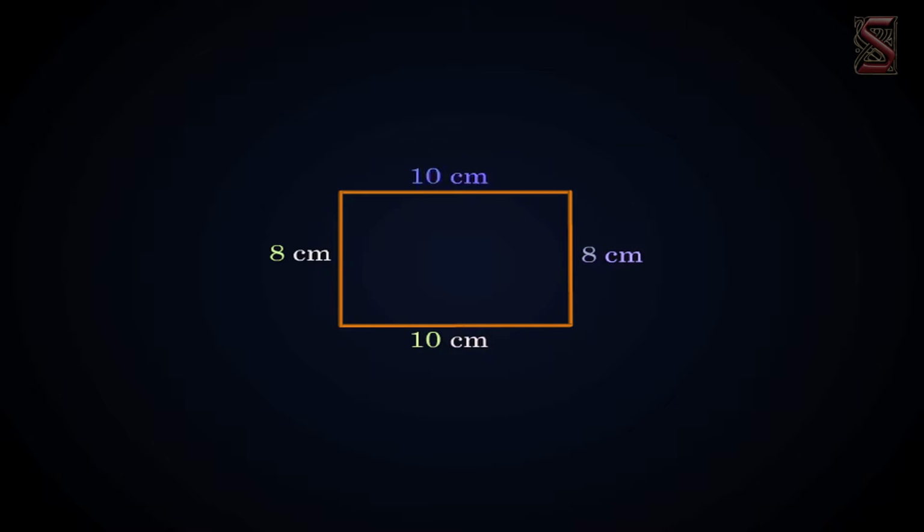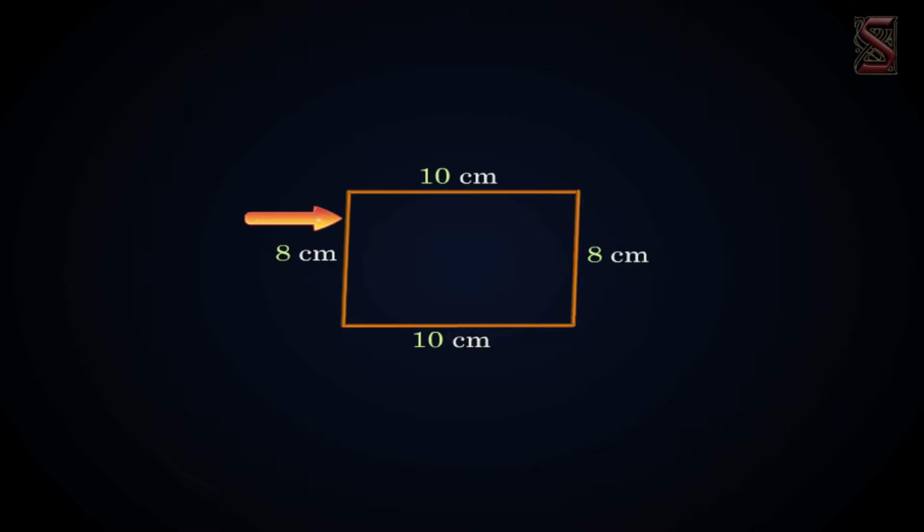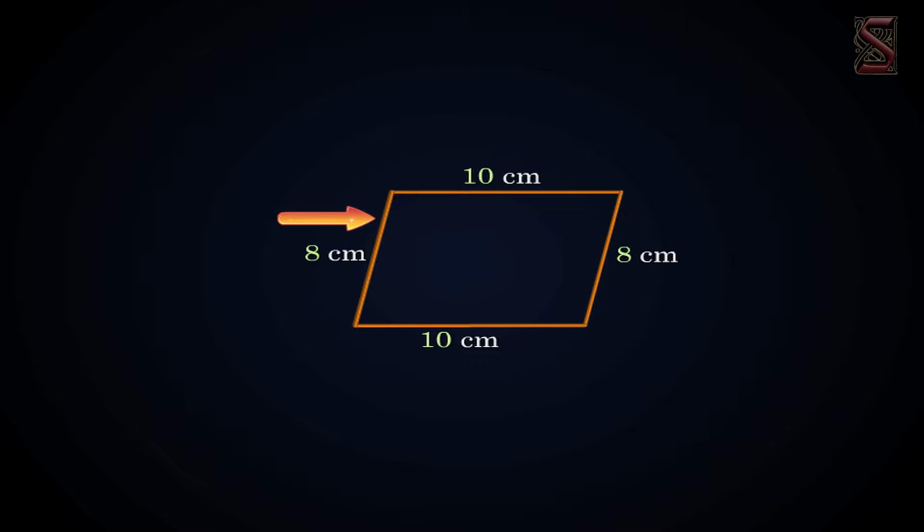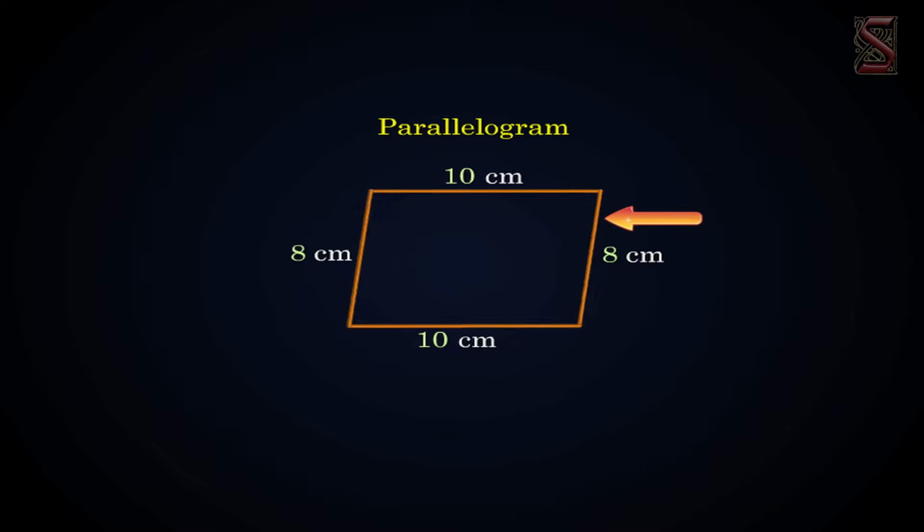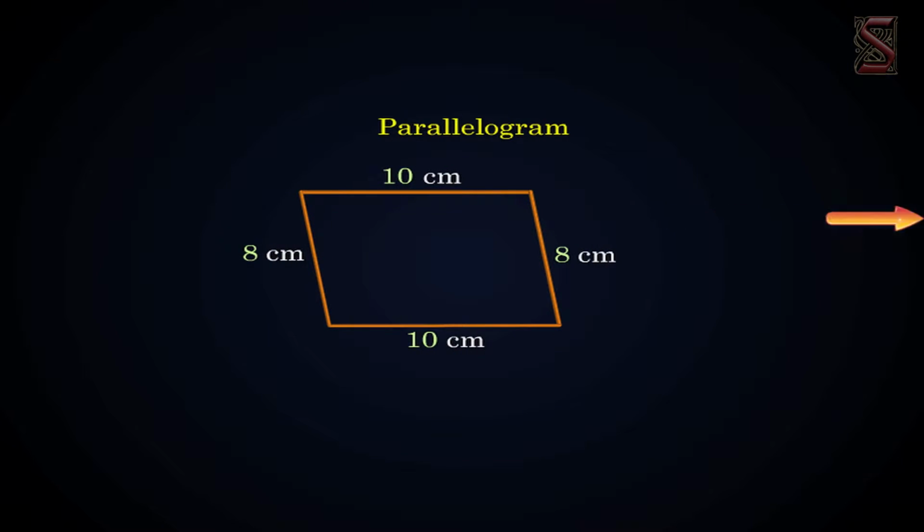formed with 4 measurements. Now if we slightly push along the breadth of the rectangle, we get a new shape as shown. That is, the rectangle has become a parallelogram with the same measurements. Now if we slightly push it in different directions, we again get a parallelogram.